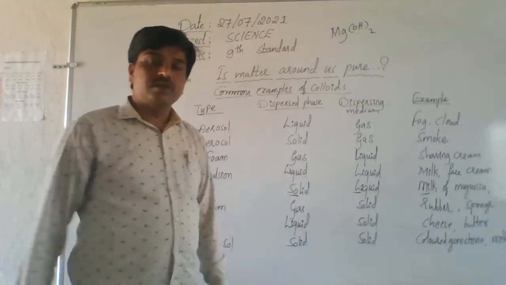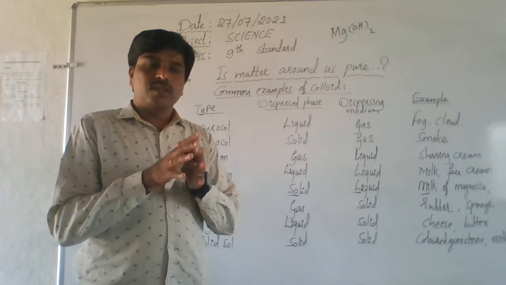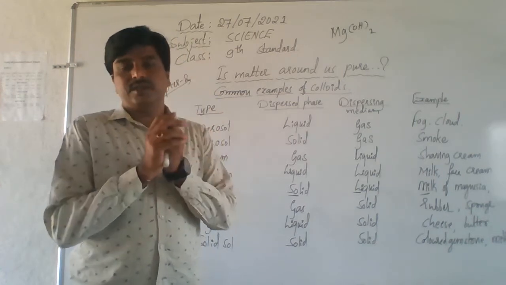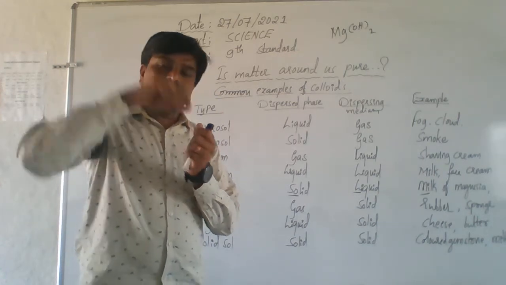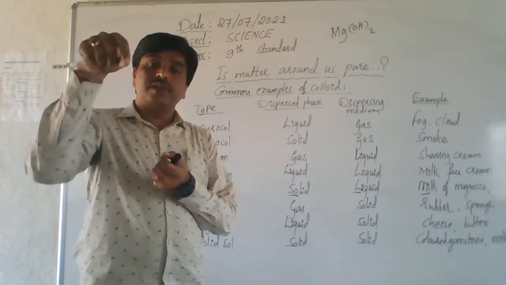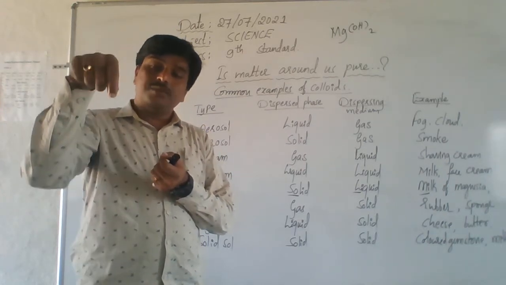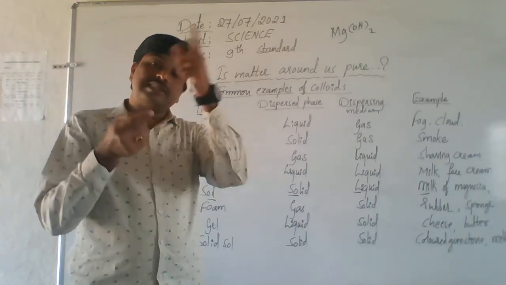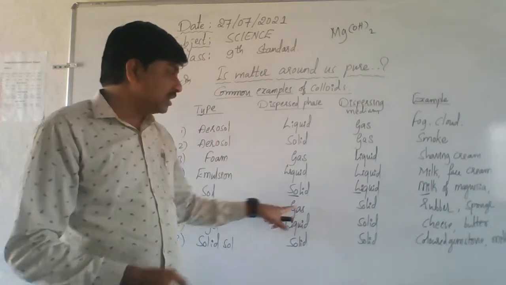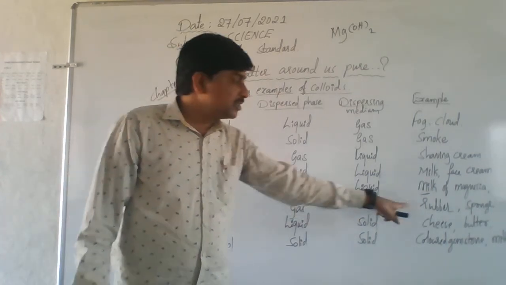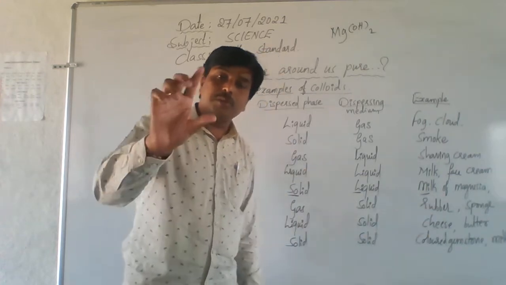And there is sponge. I think you might have seen a sponge. Sponges are solid in state, and they have pores on their surfaces. Those pores are filled with a gas. So there is gas in solid. Best example: sponge, and even rubber also.